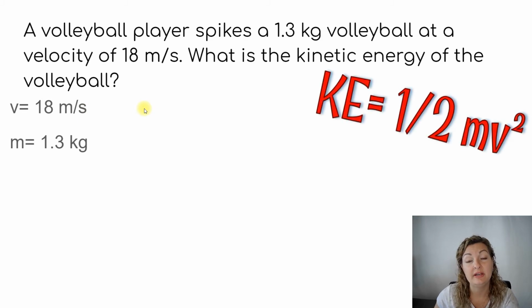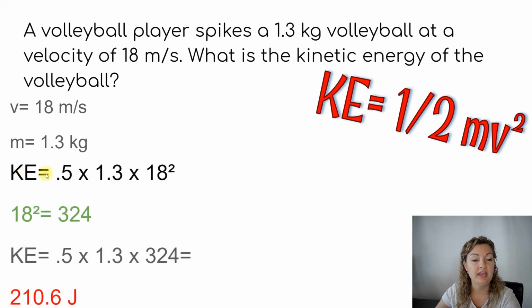If we look back to our equation, KE equals 1/2 mv squared. The only things we need to know in order to solve are the m and the v, and we have that, so we're good to go. We can now substitute in our variables. KE equals the 1/2, which we're going to write as 0.5 so it's much easier in the calculator, times our m, 1.3, multiplied by our v, 18, and we have to remember to square that v.